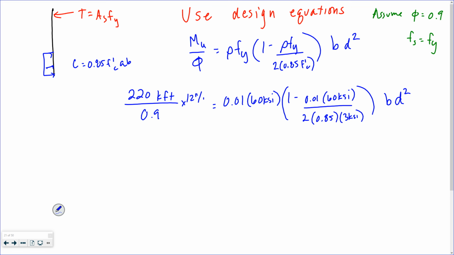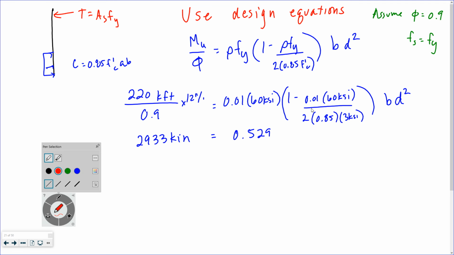So I'm going to get 220 times 12 divided by 0.9, 2,933 kip inches. 0.01 times 60, and that gives 0.529. And what is the units? Alright. This KSI drops out, this KSI drops out. That's good because that 1 is unitless. So this is going to be in KSI.